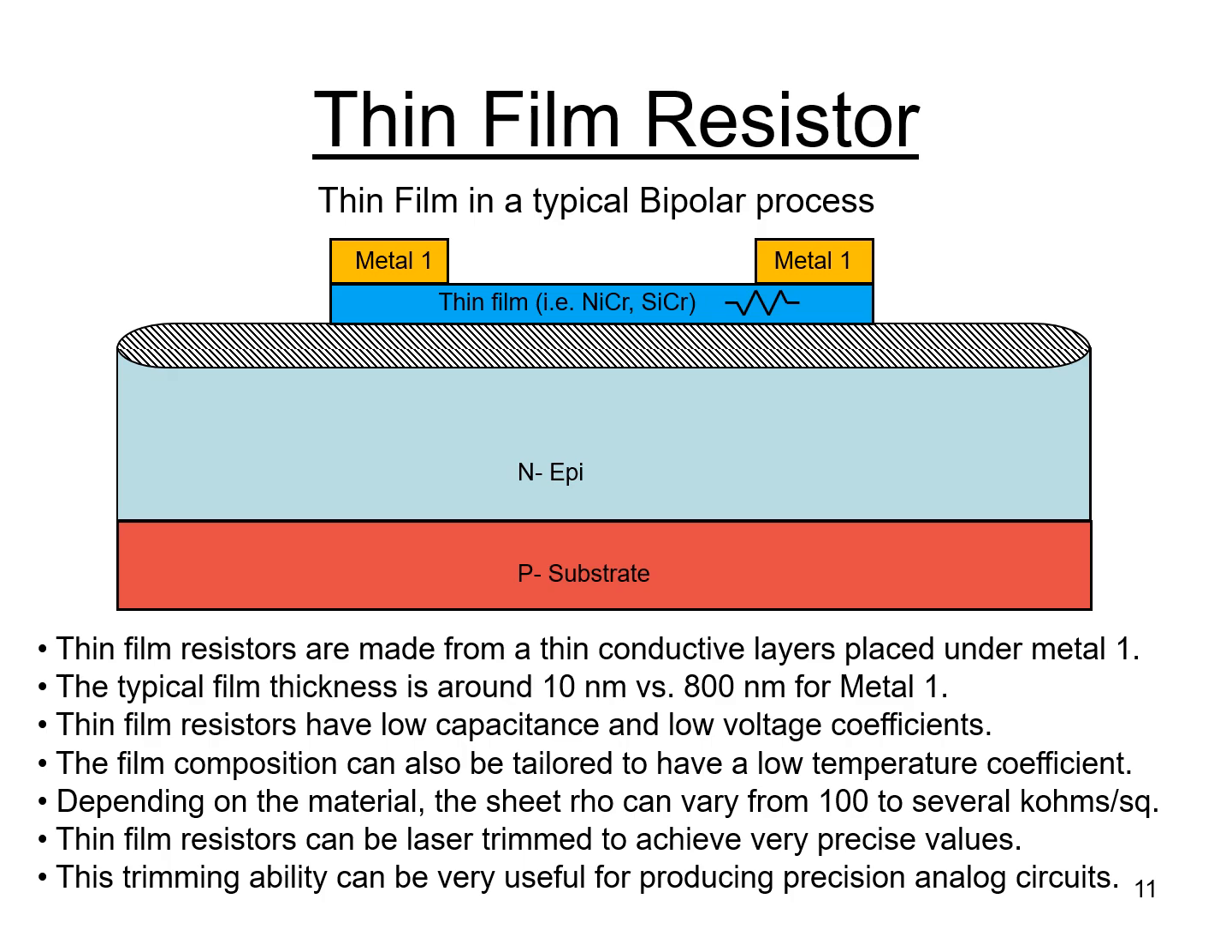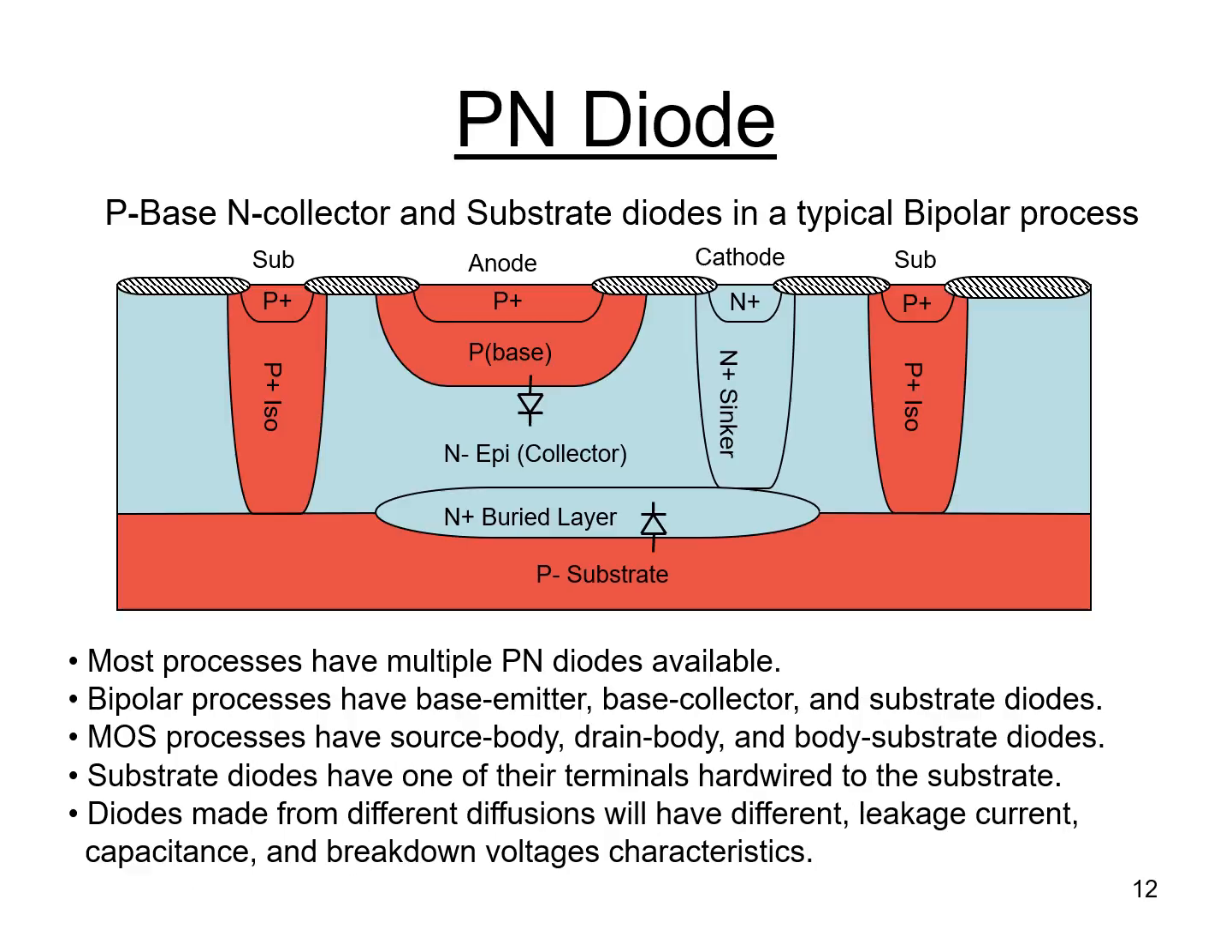If you're building an op-amp, you could come up with a circuit where you could trim the thin film resistors to dial in the offset voltage. So you could trim out the offset voltage to get it a very small value. The next device is the basic PN diode, and there's a ton of PN diodes out there you can build.